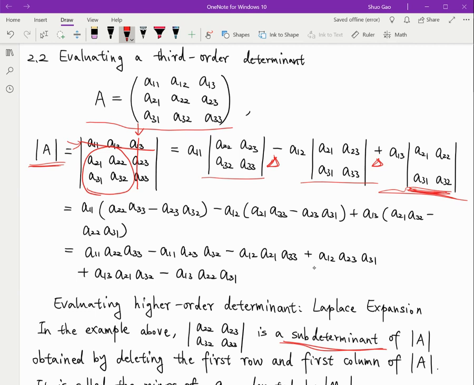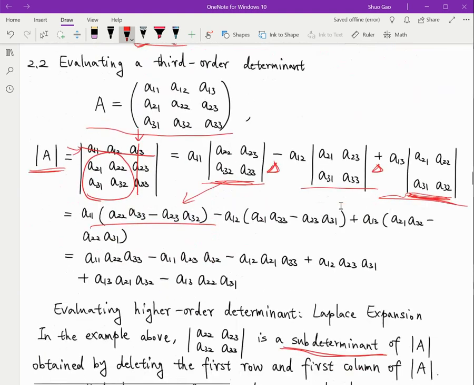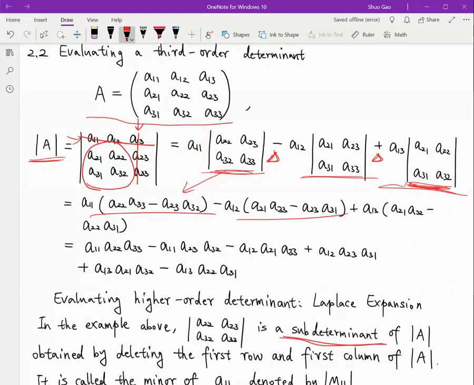Because we know how to find out the determinant of a 2 by 2 matrix, right? So here, this is just A22 times A33 minus A23 times A32. This is a definition of how to find out the determinant of a 2 by 2 matrix. And also for the matrix here, the determinant is just A21 A33 minus A23 A31. And for the last one, it's just A21 A32 minus A22 A31. And so we can rearrange and find this long equation here. So this is the result of a third order determinant.